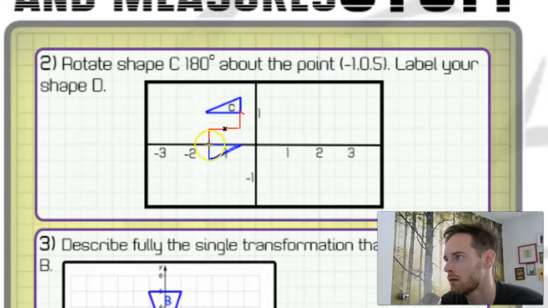Because this point is over here. This point is over here. And this point is over here. And that's it. That is that one done. I'm going to label that one D with that there if I can. Just nice and neatly, or as neatly as possible anyway.